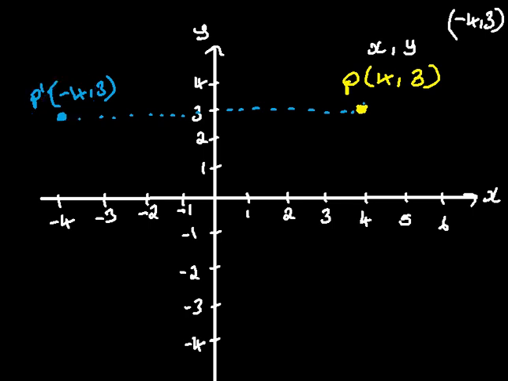And how about if the point is to be reflected along the x-axis? Now if the point is to be reflected along the x-axis, it means the x value will remain the same. What will only change is the y value, which will become negative 3. So that will be given as 4 comma negative 3.